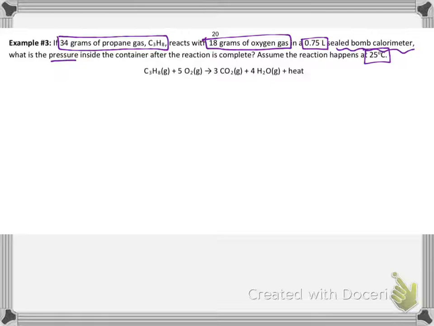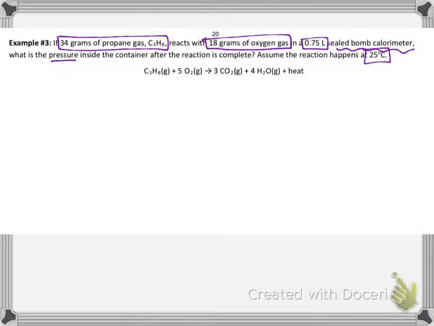Okay, flashback to good old stoichiometry here. You've been given 2 different amounts, one for each reactant. This is a limiting excess problem. The problem with a limiting excess problem when you're doing gas stoich and they want to know the pressure inside is it's not enough to figure out what's limiting.